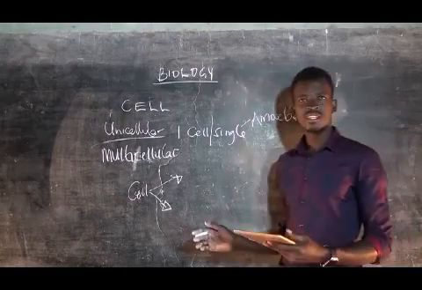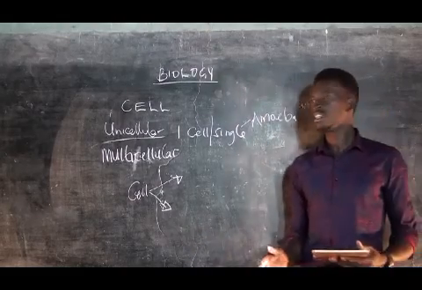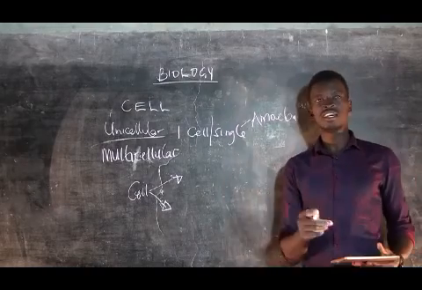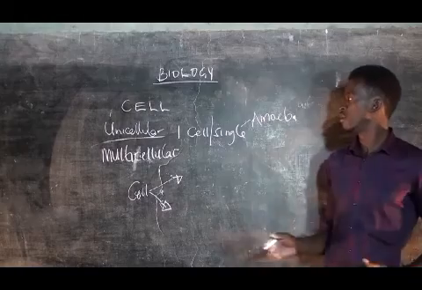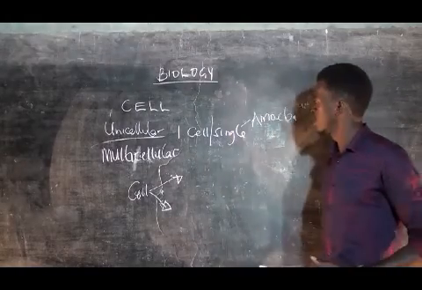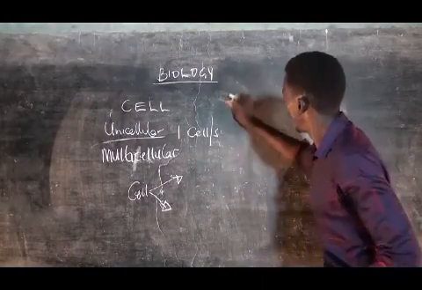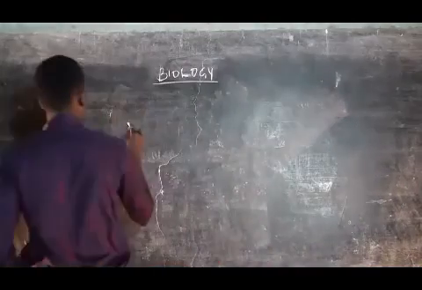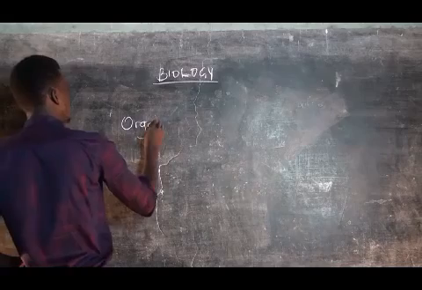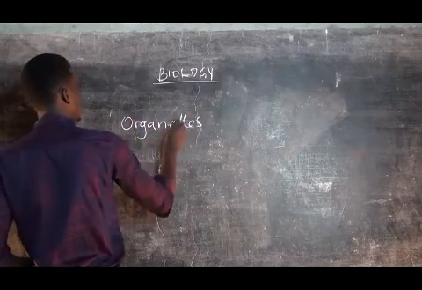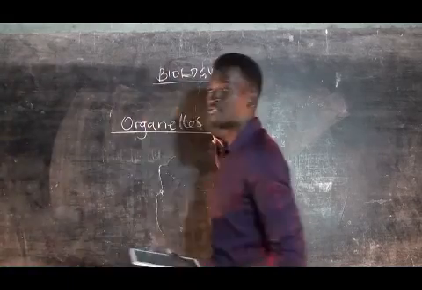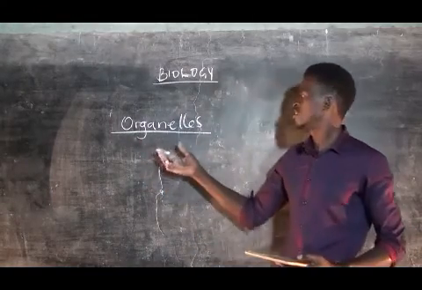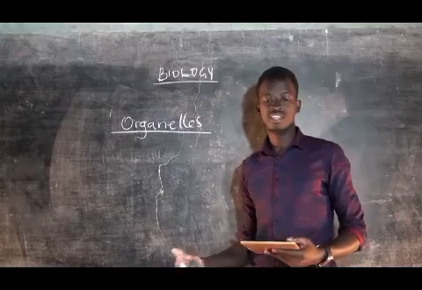Let's look at something particular about cells. Each cell, whether it is a plant cell or an animal cell, note that these are different cells actually. A plant cell is different from an animal cell. Every cell has constituents called organelles, cell organelles, and these organelles have different functions in a cell.